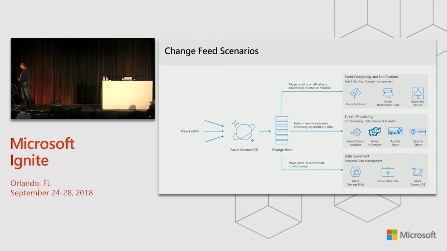Second one is stream processing. As the data is coming, again, I'm saying with millions of requests per second, with that speed, with that throughput, you can have that data come in, and using the change feed, you can process it. You can use Azure Stream Analytics. You can use Spark. And we have our native Spark connector written for Cosmos DB.